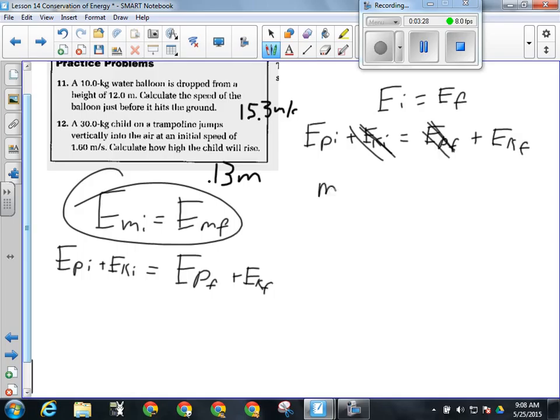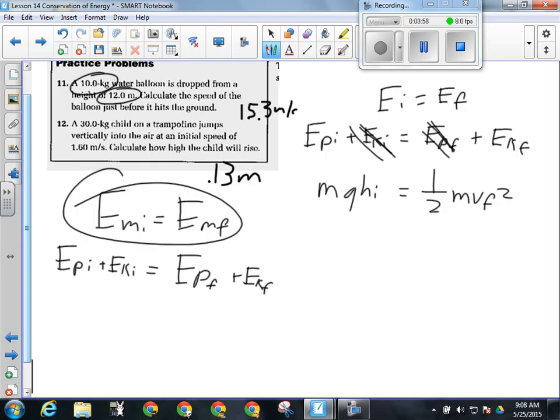Do I have a formula for this? Yes, I do. M times G times H initial equals, do I have a formula for that? Yeah, 1/2 M V F squared. I skipped a really important step. What was it? Right, collect the givens. I didn't write those down. Our givens are the mass is 10 kilograms and the initial height is 12 meters. So I've got H I and I've got M. I'm trying to solve for V F.